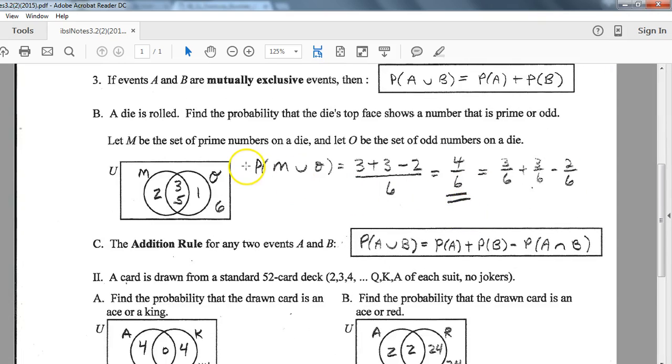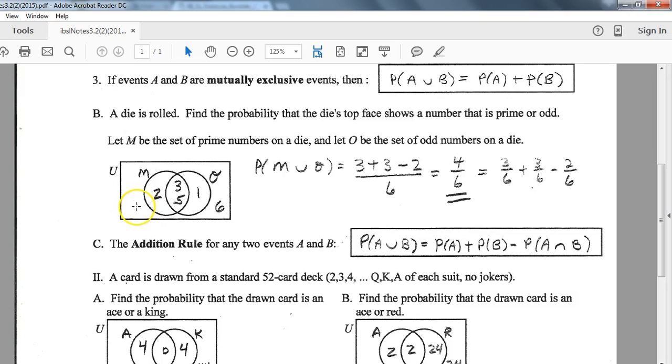So in this one here, here's a case where they are not mutually exclusive. There's something else going on here. If we said the probability that the number showing is either prime or odd, well, in circle M, you're seeing all the prime numbers from 1 to 6. So 2, 3, and 5 are the prime numbers. Please note that 1 is not considered a prime number. We consider the first prime number to be 2. 2 is also the only even prime number.